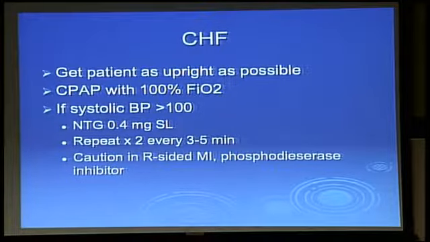Okay, so with CHF, I know this is a presentation that we're all familiar with. It can mimic some of the other things that we've been talking about. Getting the patient as upright as possible is helpful. They're often going to be in that position when you get to them.